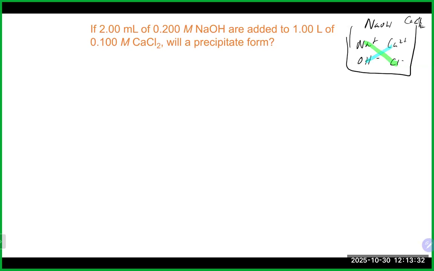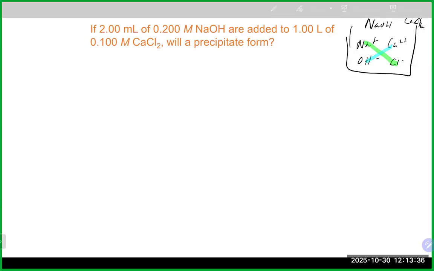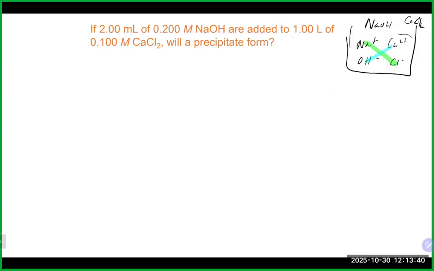So again, hopefully you know sodium is pretty much soluble in everything. So that definitely would not make a solid. So really in this case, it is perhaps the combination of calcium hydroxide that has the possibility, based off of solubility rules, to actually form a solid.